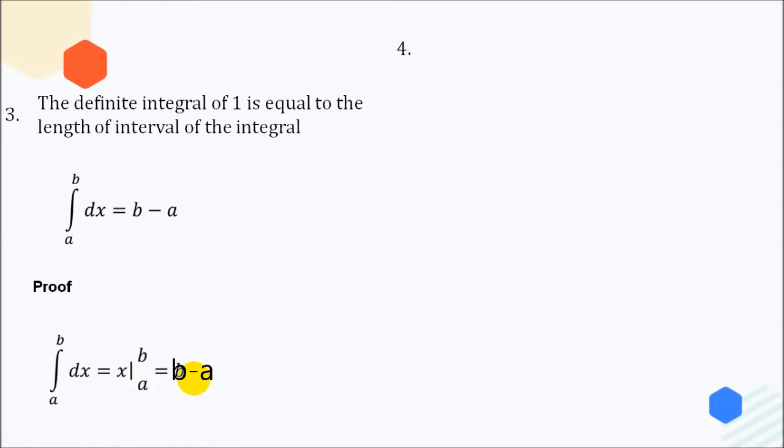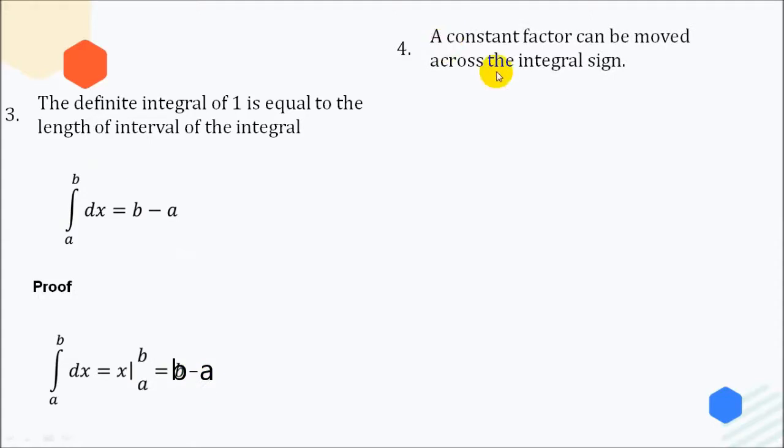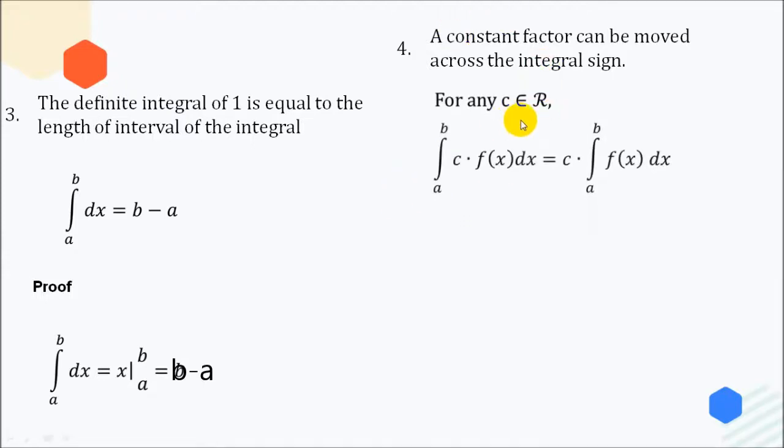Let's go for the fourth property. A constant factor can be moved across the integral sign. For any c, where c is a real number, we have the integral of c times f(x) dx from a until b. This is equal to c times the integral of f(x) dx from a until b. Here we know that c is a real number, or we can say it is a constant factor.